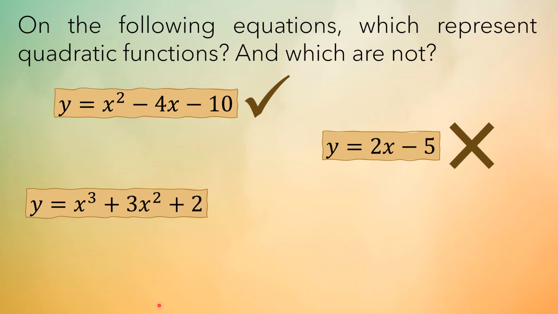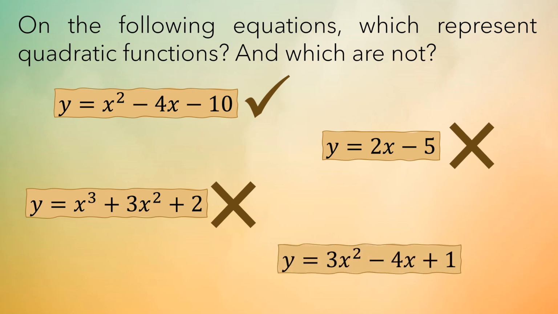Next, y is equal to x cubed plus 3x squared plus 2. The highest exponent here is 3. Therefore, this is not an example of a quadratic function, but this is an example of a cubic equation. Last, y is equal to 3x squared minus 4x plus 1. The highest exponent is 2, so this is an example of a quadratic function.